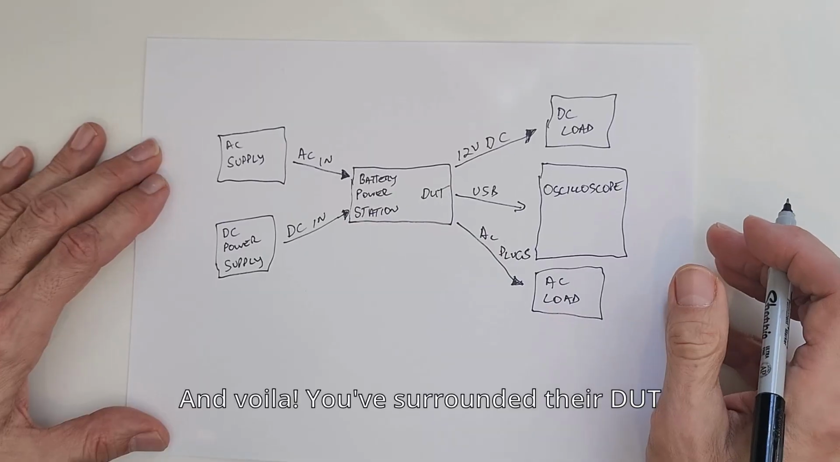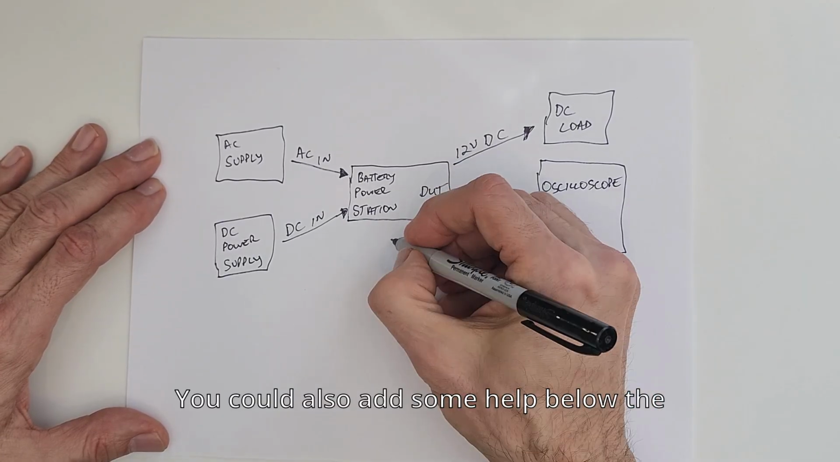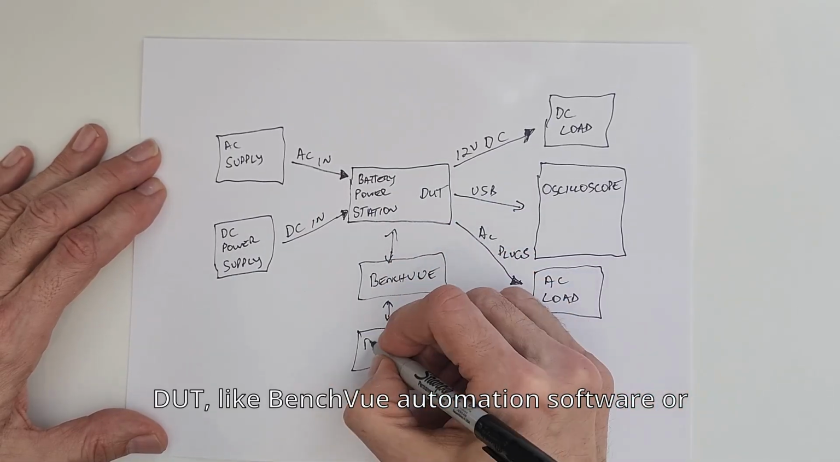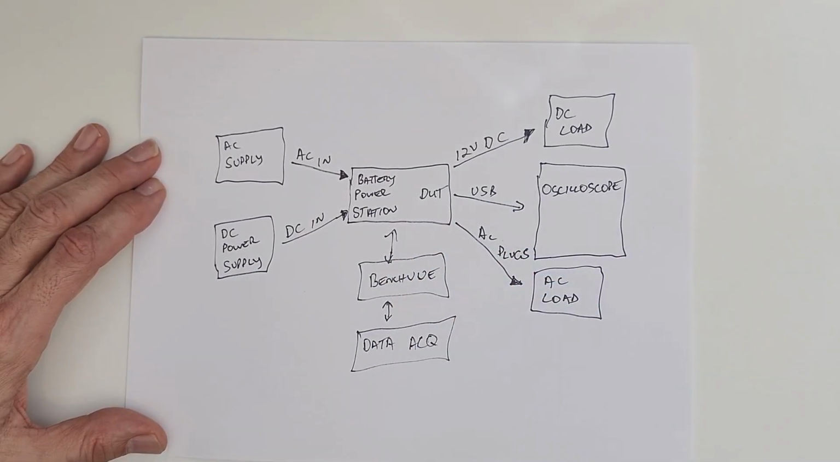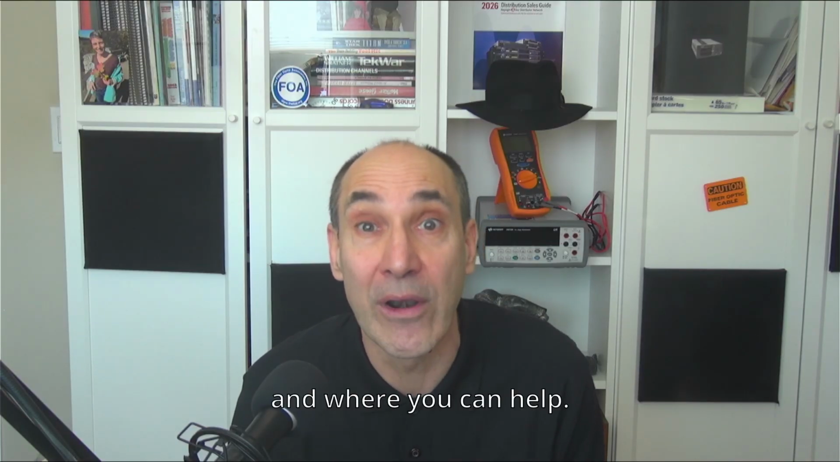And voila, you've surrounded their DUT with input and output solutions. You could also add some help below the DUT, like BenchView automation software or data acquisition hardware. This really helps you visualize what the customer needs to do and where you can help.